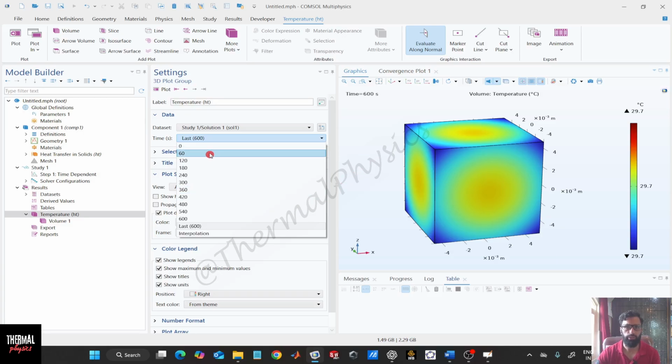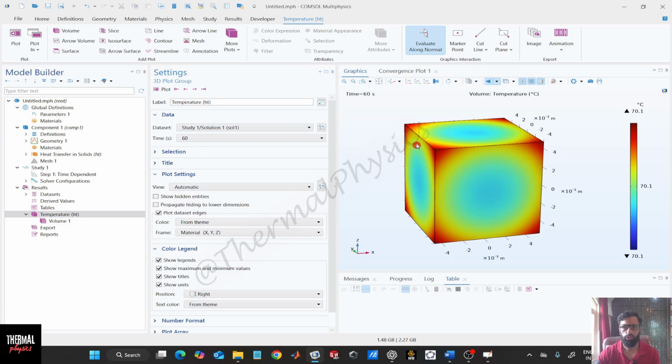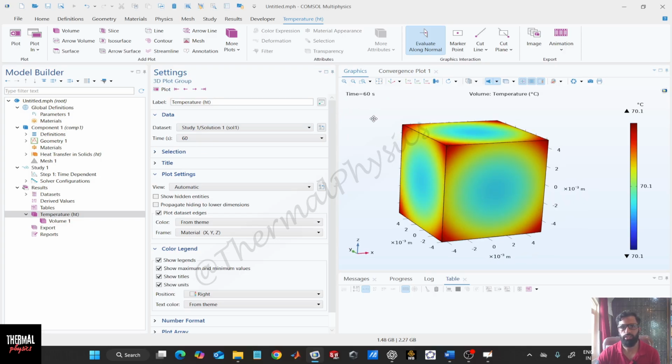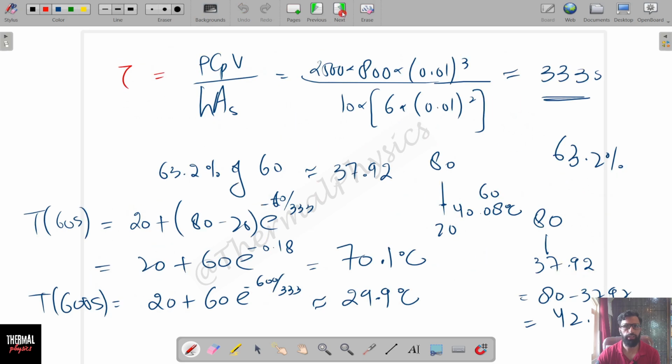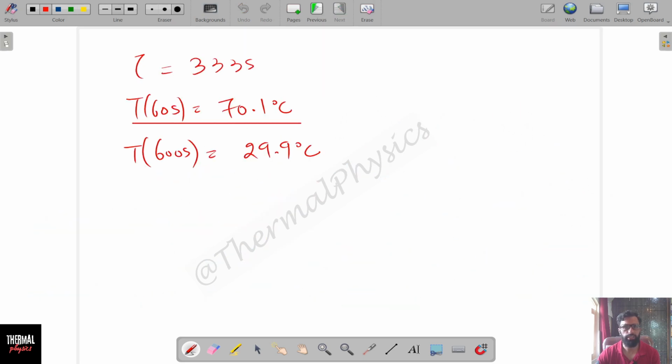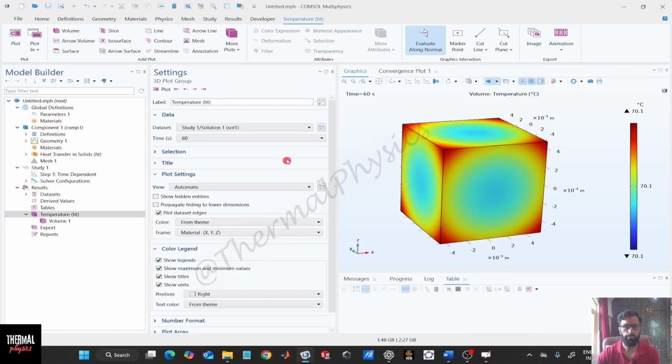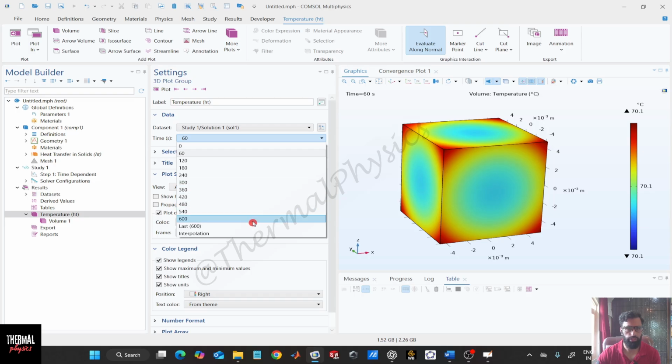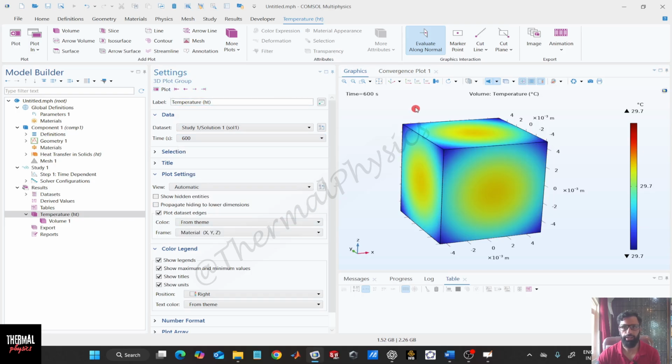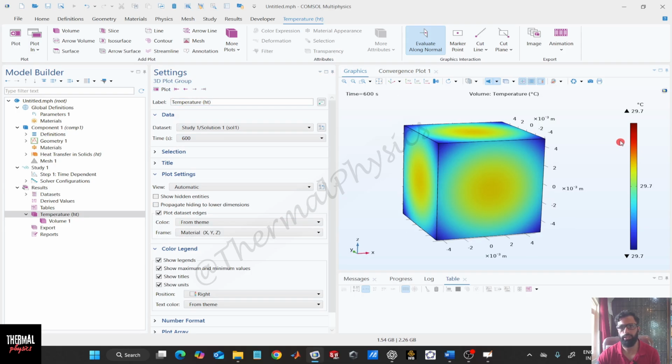So what's the temperature at 60? We'll click 60, then we'll plot. This is the time 60 seconds. So temperature after 60 seconds is 70.1. If we compare it with our analytical value, the temperature after 60 seconds is 70.1, which is exactly the same. Now temperature after 600 seconds: we'll choose 600 and click plot. This is the time 600 seconds, so temperature after 600 seconds is 29.7 degrees Celsius.